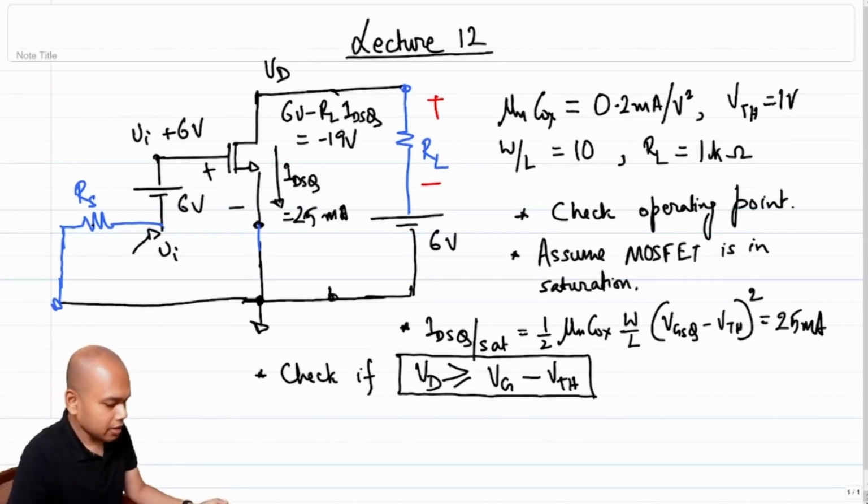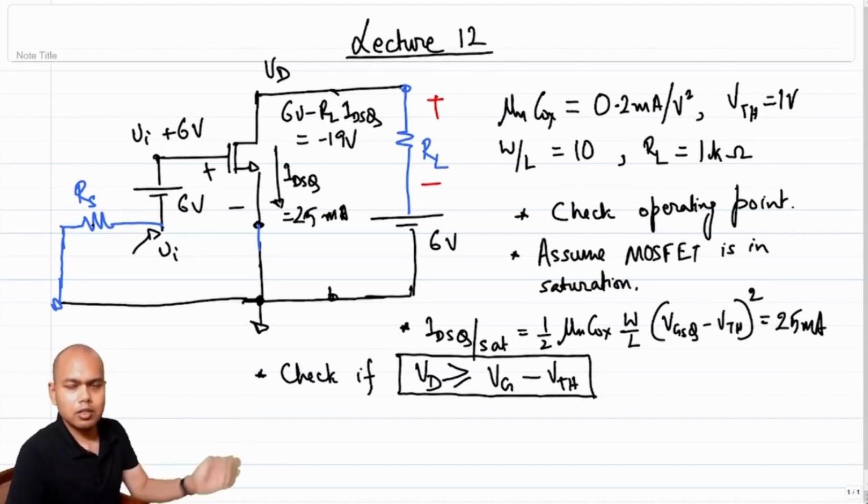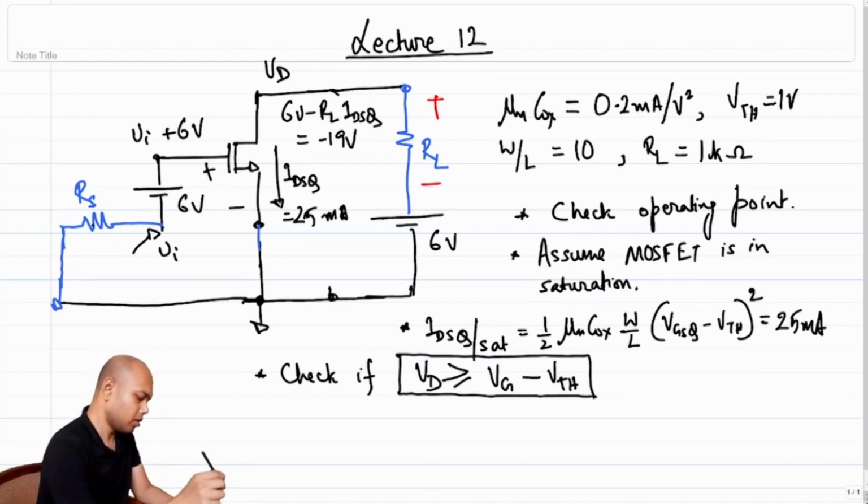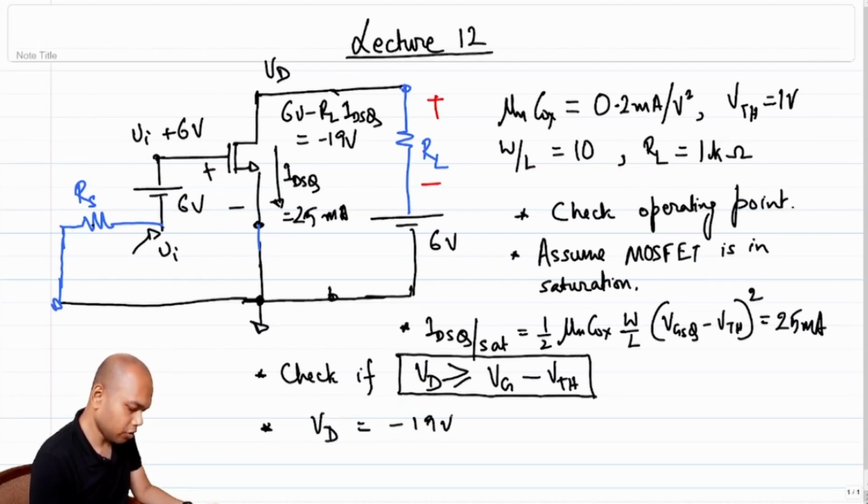Because if you have a circuit where the minimum voltage is ground, it cannot go beyond that. If you have an LTI circuit where you are not purposefully trying to get a voltage lower than the ground or higher than the VDD, you will not get a condition where, under the DC operating point, voltage is minus 19 volt. Okay, so which means that the assumption is wrong, right? So in this case, VD is equal to minus 19 volt, which implies the saturation assumption is incorrect.